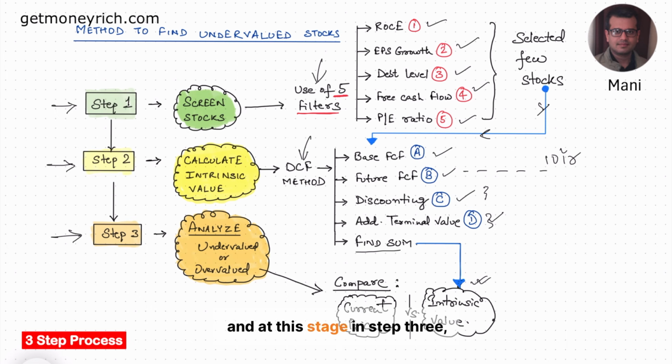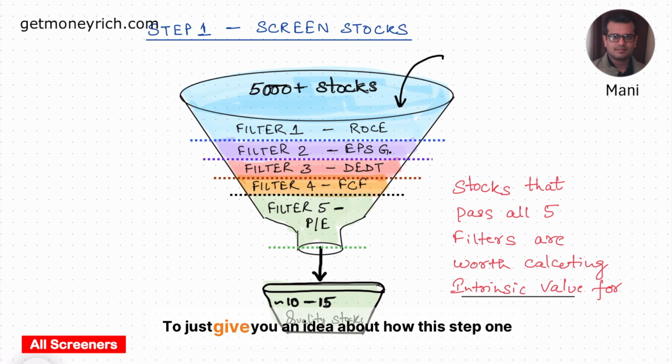And at this stage in step 3 what we will do, we will compare the current price of the stock with the estimated intrinsic value, and by this comparison we will come to know if the stock is undervalued or overvalued. So this is the 3-step process that we will discuss now in the video. Let's start with the stock screening. To just give you an idea about how this step 1 of stock screening works, I want you to imagine an inverted funnel.